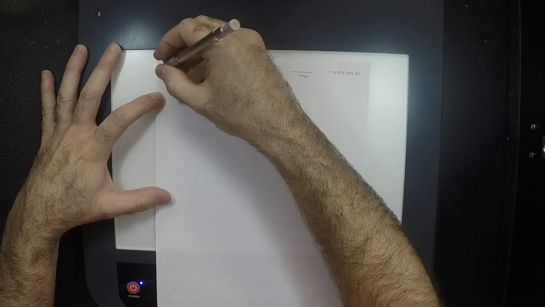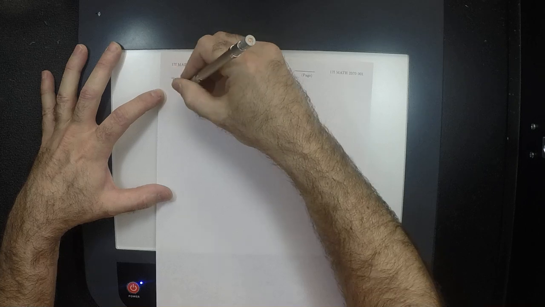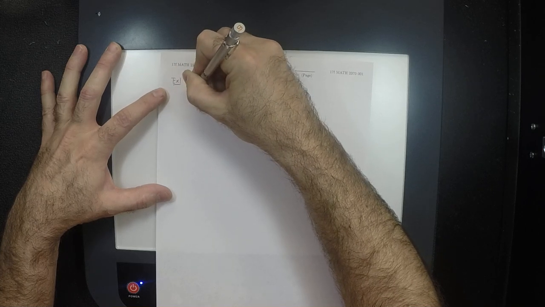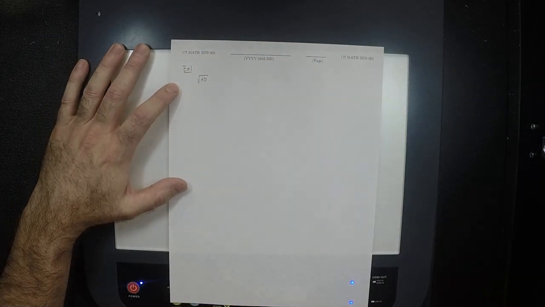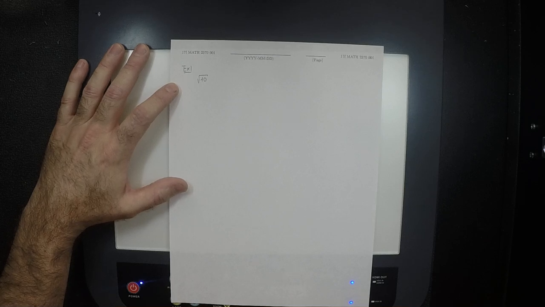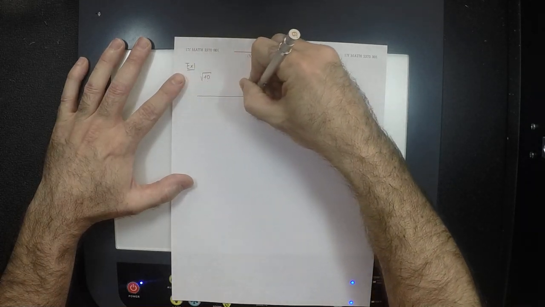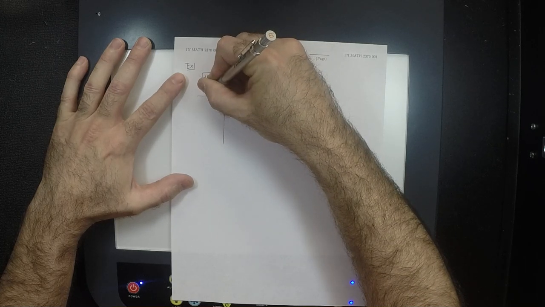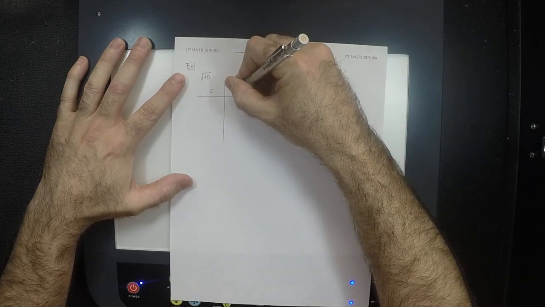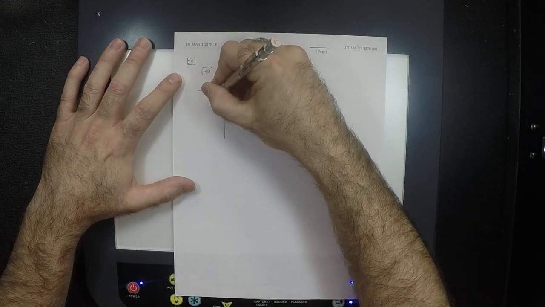Okay, so let's try it out. Example: let's compute the square root of 10. That's what we want to do. And I'm going to start with the guess equal to 1. Surely that's not right, but that's where I'm going to start. Our guess is going to be called C, and then the improvement will be named X. So we start out with C as 1.